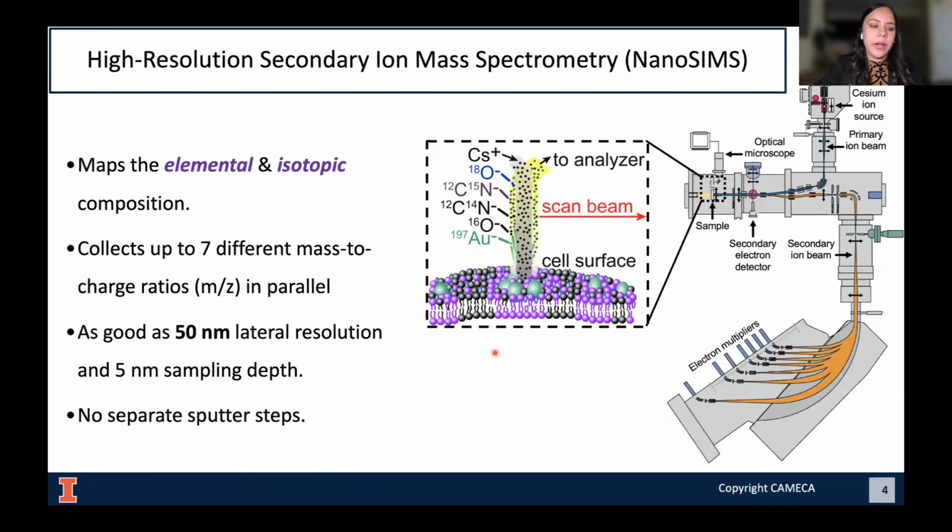So the distribution of various biomolecules within cells has been investigated using secondary ion mass spectrometry or NanoSIMS. NanoSIMS maps the elemental and isotopic composition at the sample surface by collecting up to 7 different mass to charge ratios in parallel with a resolution as good as 50 nanometer lateral resolution. And I do want to say that for those of you who are probably more familiar with, say, TOF-SIMS, NanoSIMS does not have a separate sputter step. So go to the next slide.